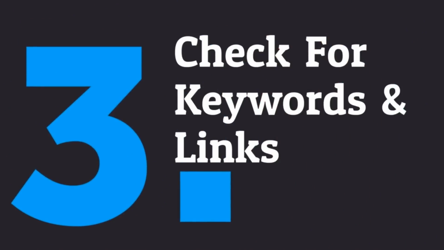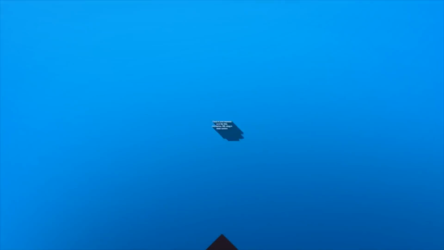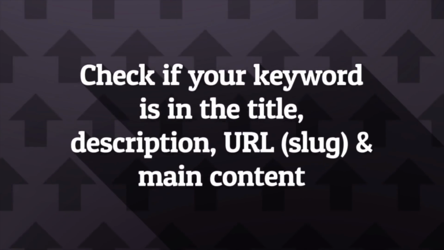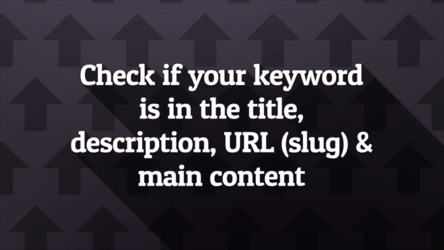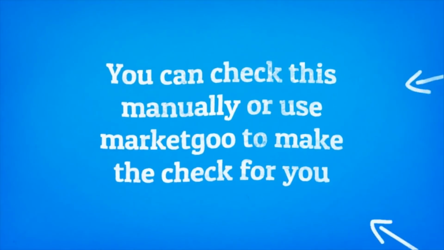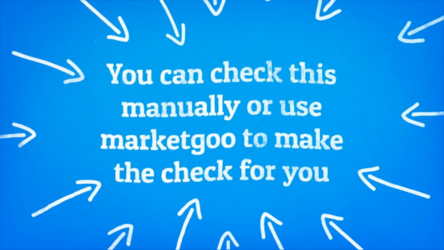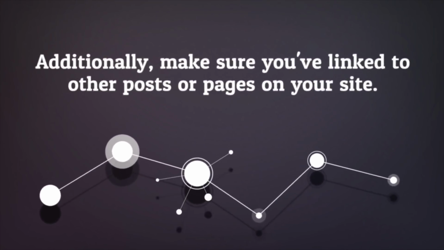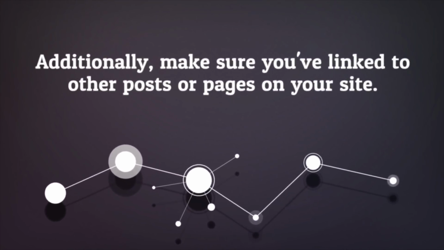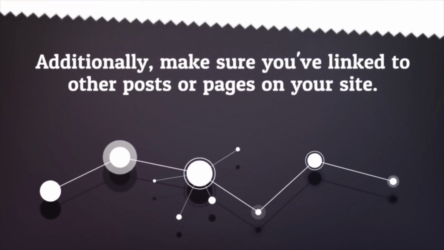And finally, number 3. Check for keywords and links. Check if your keyword is in the title, description, URL meaning slug, and main content. You can check this manually or use MarketGoo to make the check for you. Additionally, make sure you've linked to other posts or pages on your site.